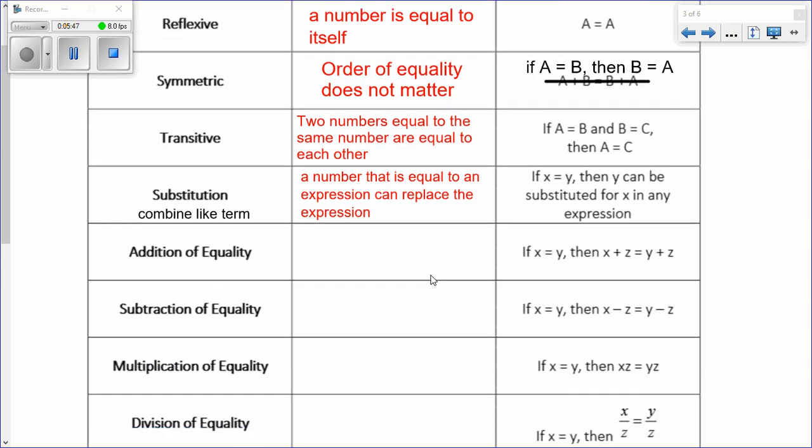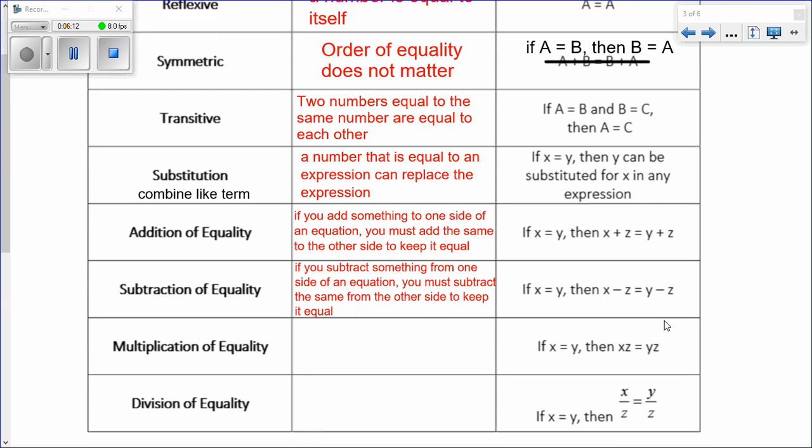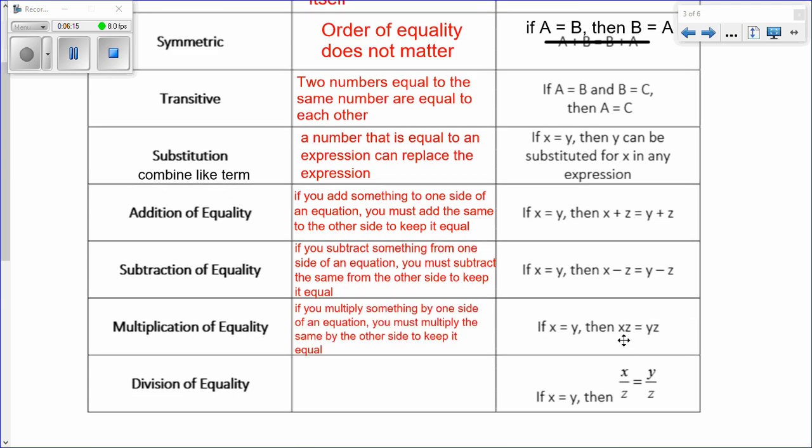And then these last 4 are probably the easiest. It just says if you do something to one side, you have to do it to the other side to keep it equal. So addition property of equality: if you add something to one side, so we added a z to the x here, we have to add the z to the y as well, so it remains equal. Same deal with subtraction. You guys can abbreviate these notes because I know it's very wordy. If you're going to subtract z from one side, you have to do it to the other side to keep it equal. If you're going to multiply by z on one side, you have to do it to the other side. If you're going to divide by z on one side, you have to do it to the other side.